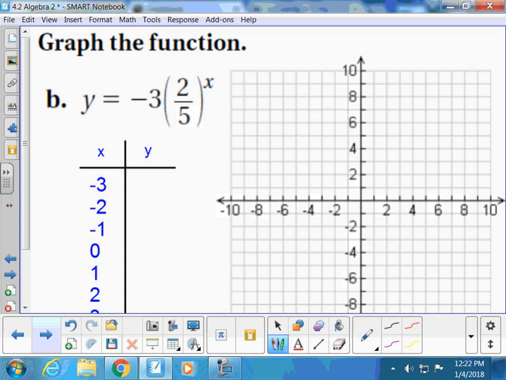Well, this is going to be exponential decay, which looks like this. The negative out front will flip it upside down. So it'll be really cool. Let's go ahead and type it in.